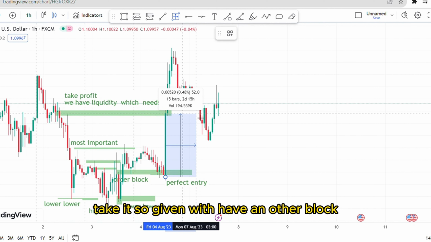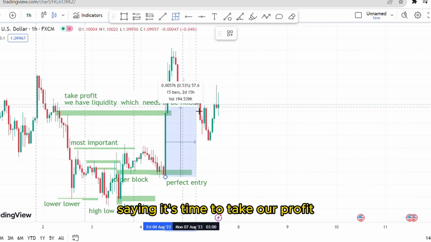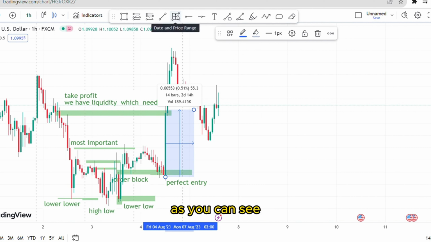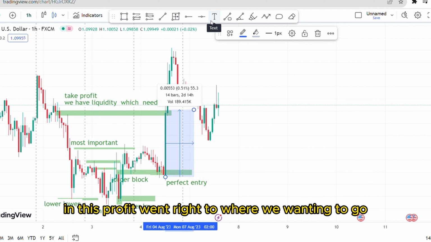So given we have an order block, then it's time to take our profit, and this profit, as you can see, is 55 pips, and this profit went right to where we wanted it to go.